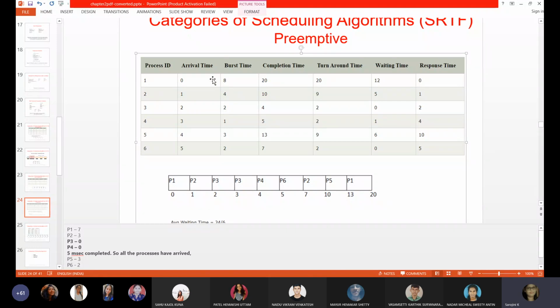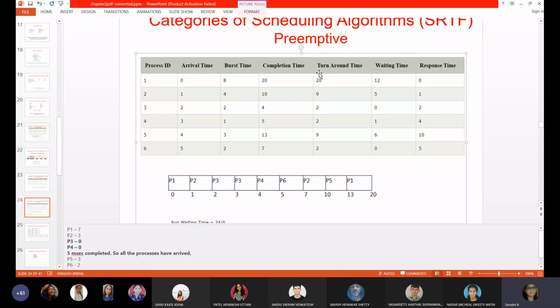Then we have no option, only one process. That process is P1, with remaining CPU burst time 7 milliseconds. So from 13 to 20 milliseconds it will be executed. This way the execution happens in the preemptive SRTF algorithm, shortest remaining time first. Now the Gantt chart is ready.